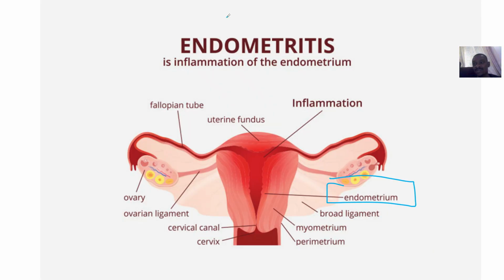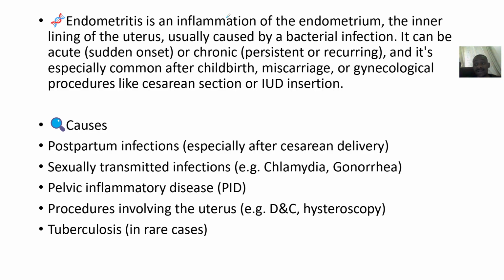It's typically caused by what? Bacterial infection. Right? You have virus infection, you have yeast infection, all this fungi stuff. But typically, when they say typically, 80% of cases, you actually see a bacterial infection. So it can be acute, that's all of a sudden, or chronic, that's been there for a long time. It's especially common after childbirth, miscarriage, or gynecological procedures like maybe cesarean sections or intrauterine device insertion.